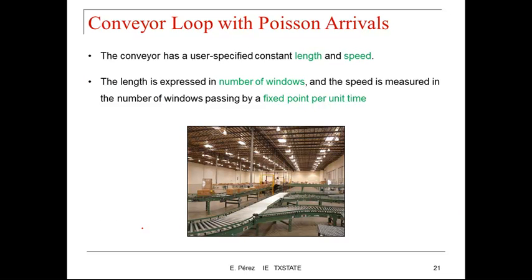The conveyor has a user-specified constant length and speed. The length is expressed in number of windows, and the speed is measured in the number of windows passing by a fixed point per unit time.